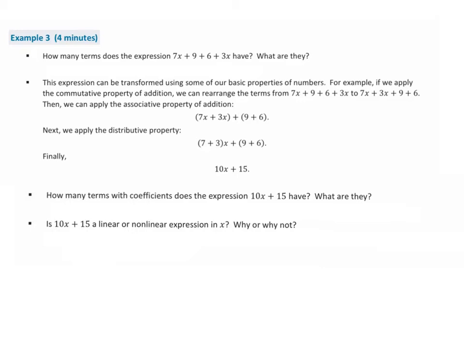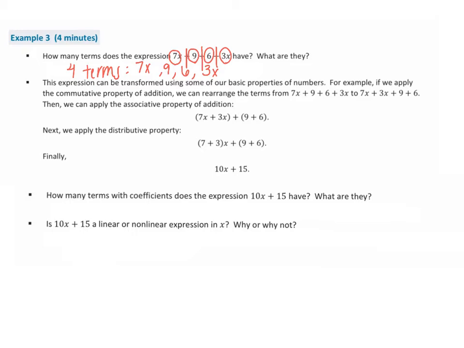So it starts with saying, how many terms does the expression 7x plus 9 plus 6 plus 3x have? And again, we find our terms by drawing a line through each of the plus or minus signs and separating our equation. So you can see here that I have 1, 2, 3, 4 terms. They are a 7x, a 9, a 6, and a 3x.